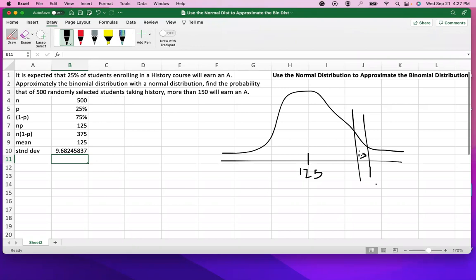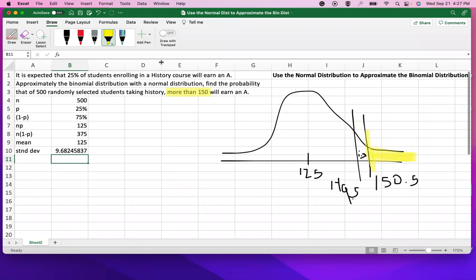Now, the right side of this is 150.5, and the leftmost piece is 149.5. Now we have to look at what we're given. We want more than 150. That means 150 is not included. So we're going to use this piece and go to the right.